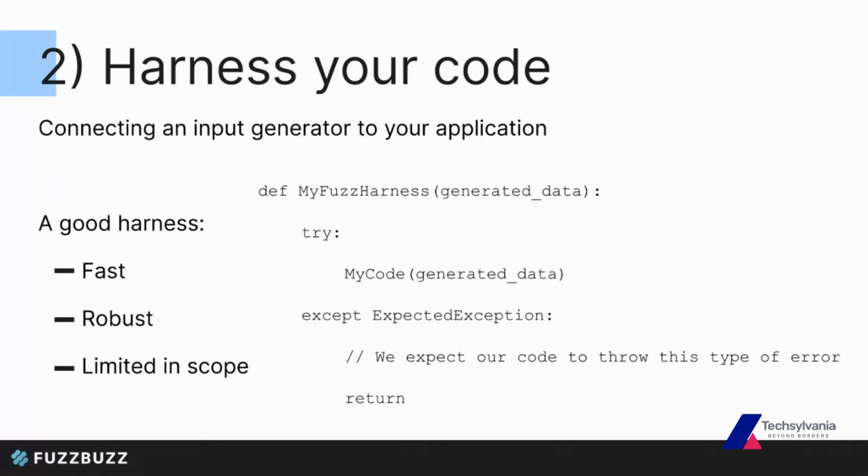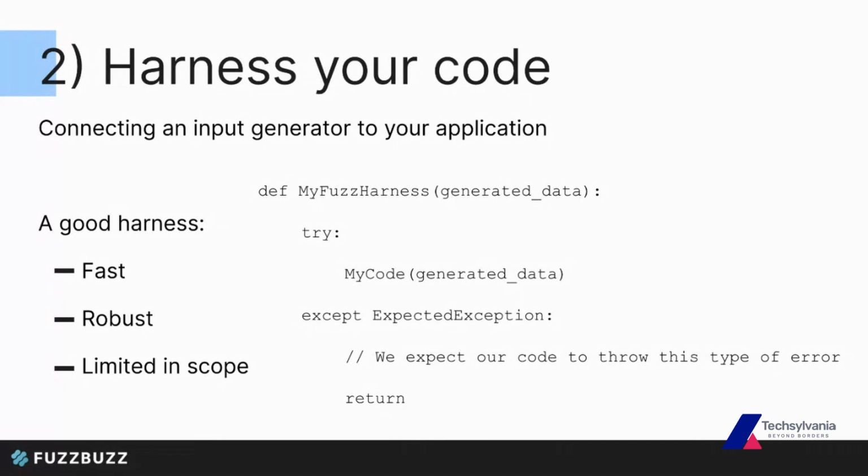Finally, your harness should be well scoped. Scoping your fuzzer will allow it to run faster. So if you want to test a specific part of your application, break it out and target that section directly, rather than fuzzing your entire app just to test a small portion of it. Let's jump back to the demo quickly and take a look at writing a harness for OpenSSL and for our web application.